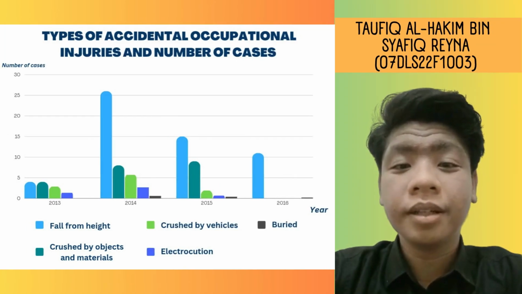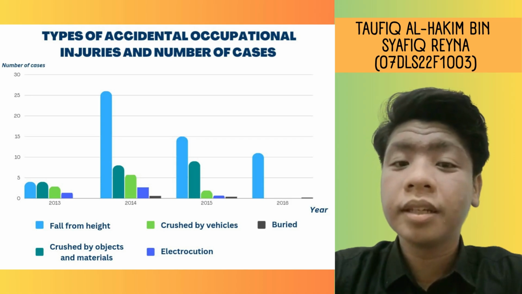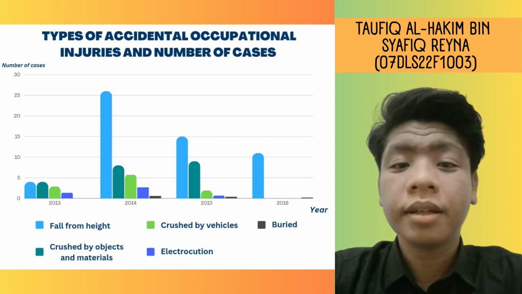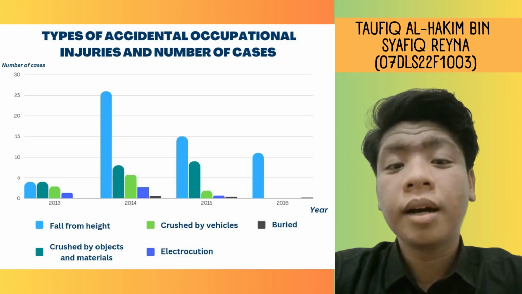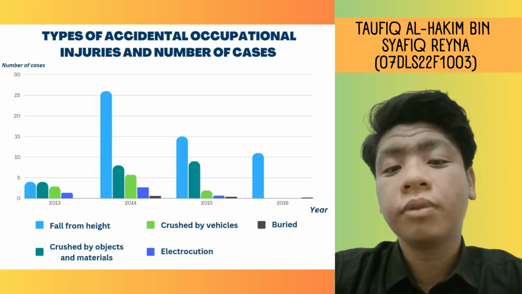Lastly, I'm going to talk about this particular bar graph. This bar graph illustrates the number of accidental occupational injuries from 2013 to 2016. It is categorized by types of accidents. As we can see, falls from height are the most frequent type of accident, especially in 2014 and 2015. We can see about 25 cases in 2014.